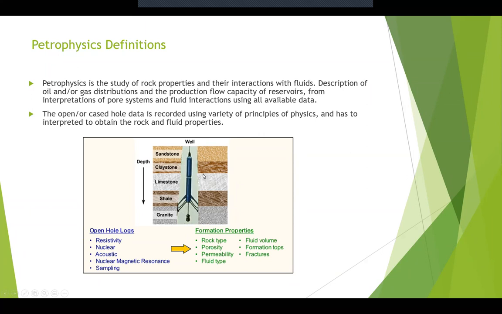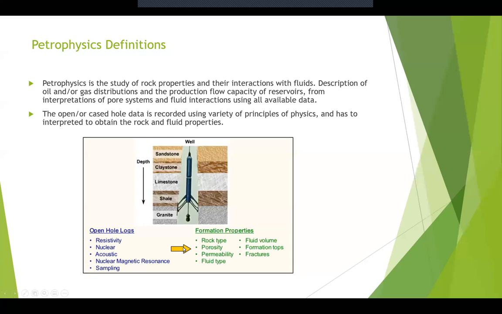So we record the logs in the well, using a variety of different principles of physics. These principles have to be interpreted to obtain the rock and fluid properties. The main principles of physics that we use during logging, which are interpreted or converted to useful information, are resistivity, nuclear, acoustic, nuclear magnetic resonance, and also sampling. At the end of the day, the petrophysicist needs to interpret all these responses after they have been recorded in the well, to convert them to useful information for further use.